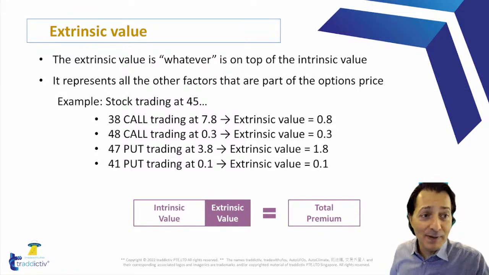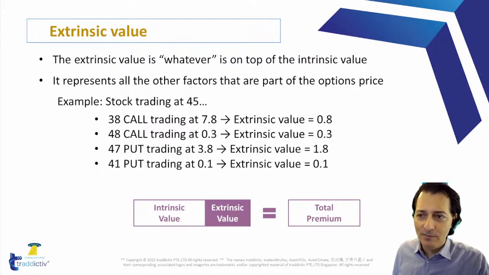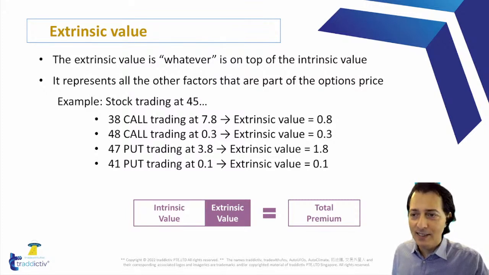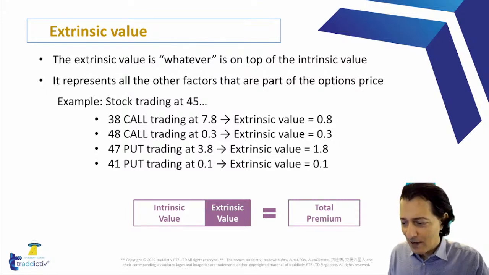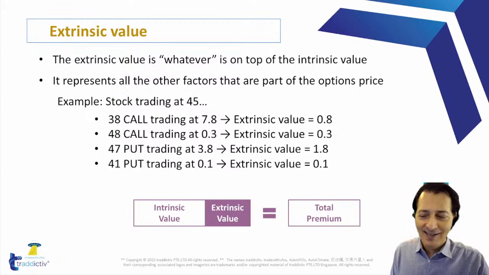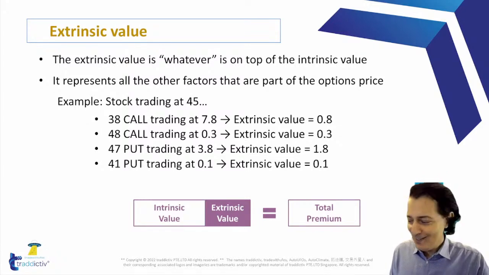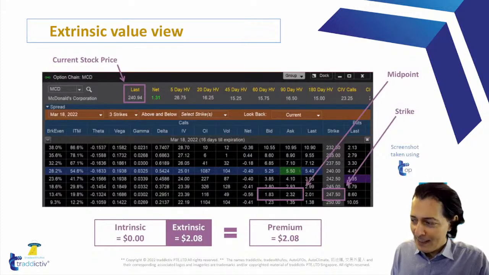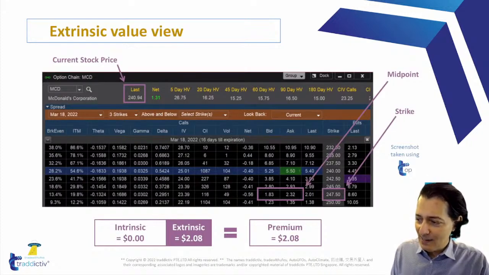Please type it in the chat box. Which type of value in the options world becomes zero on expiration day? Is it the intrinsic or is it the extrinsic? Fairly easy question to answer. I just want to make sure you guys followed me. So please type it in the chat box so I know you are with me. While you're doing that, let's review very quickly.